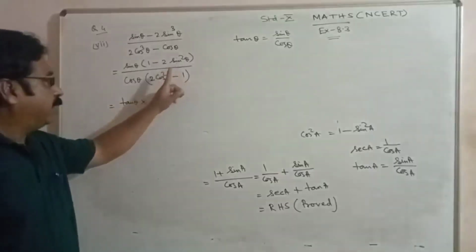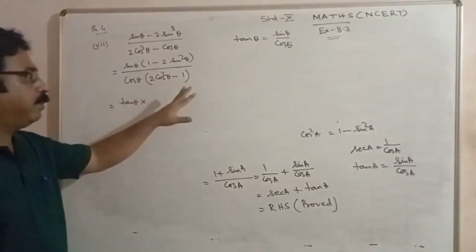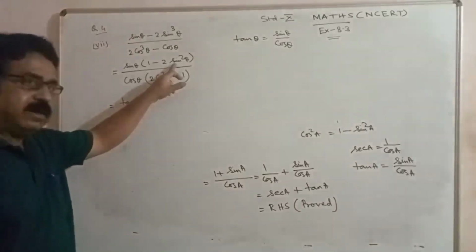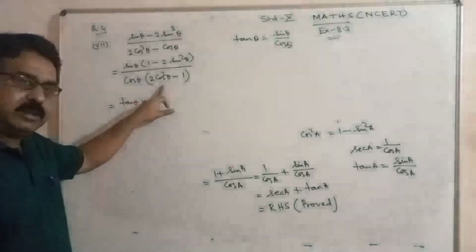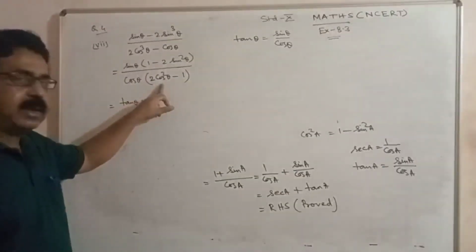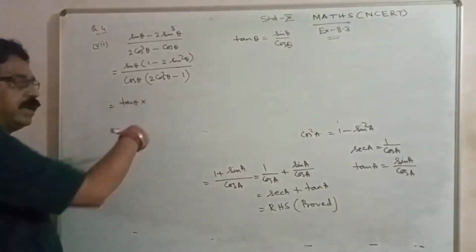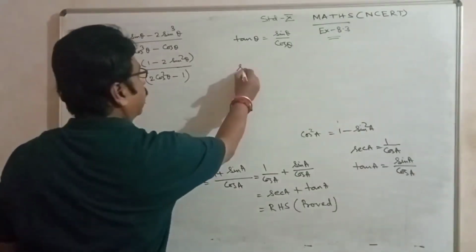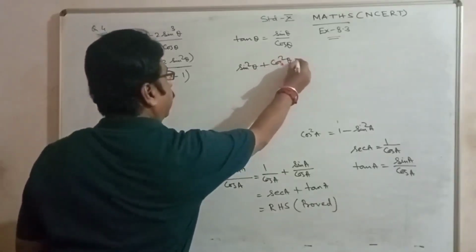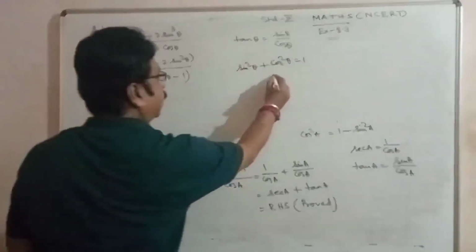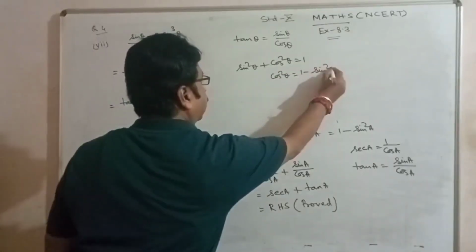It is sin square theta, it is cos square theta. Convert any one in terms of the other. If you convert sin square theta into cos square theta, then do not convert this. Or if you convert cos square theta into sin square theta, then do not convert this. Let us convert cos square theta into sin square theta. Sin square theta plus cos square theta is 1, then cos square theta is 1 minus sin square theta.